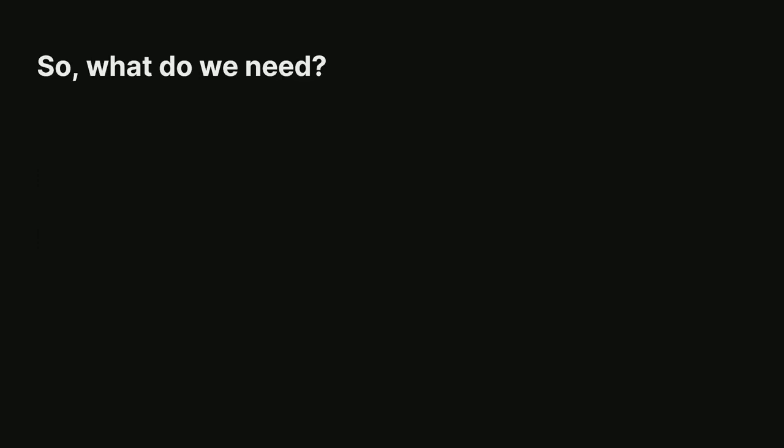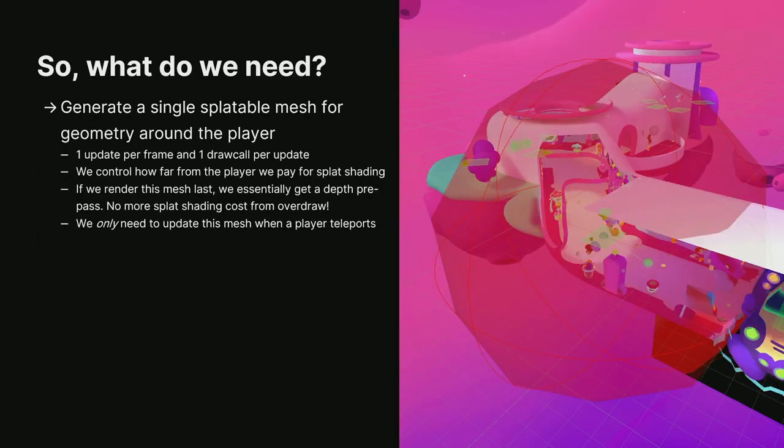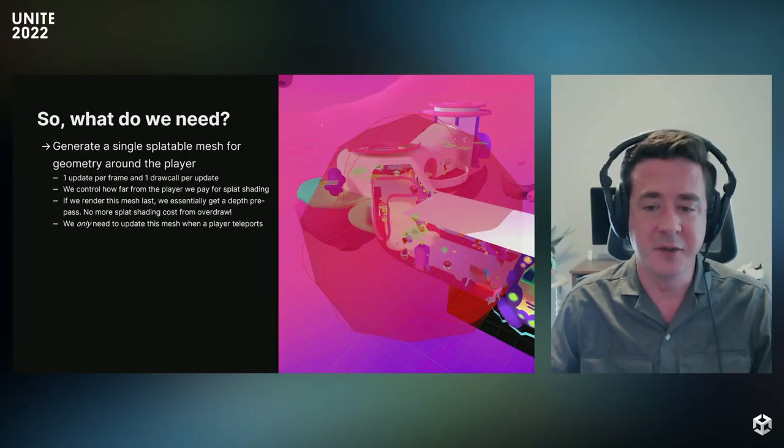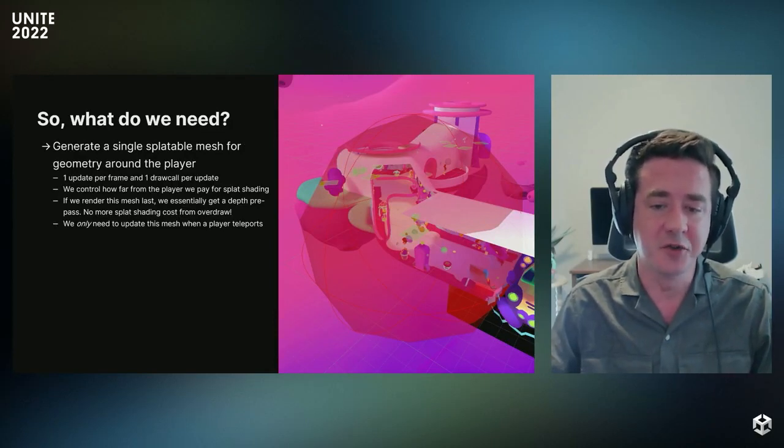So what was our final implementation? And what do we need? The ideal case would be to generate a single splatable mesh for geometry around the player. With this, we could restrict updates for every frame to 1 draw call and 1 update. We could also control how far from the player we want to pay for splat shading. So if we want to limit to within 10 meters from the player, anything beyond that, we're not going to be paying a cost for. And if we take this mesh and render it first, then we essentially get a depth pre-pass. So no more splat shading costs from overdraw, which would be great.